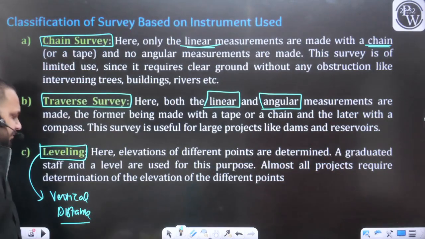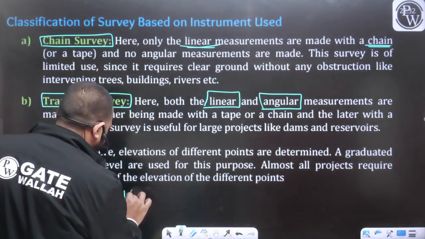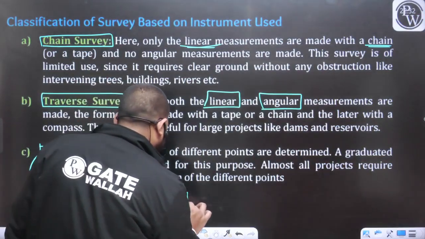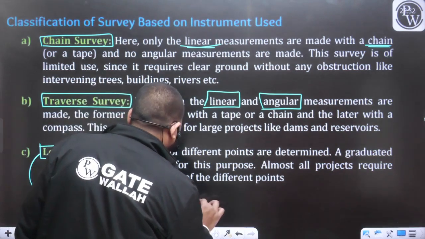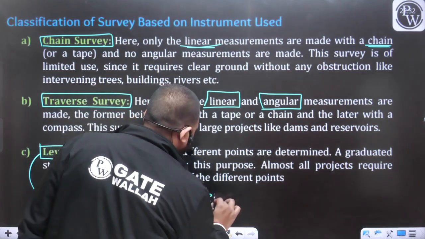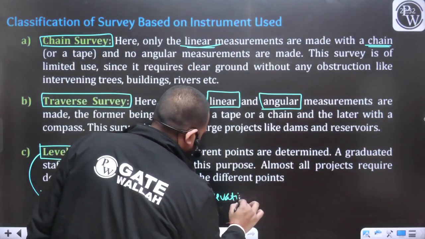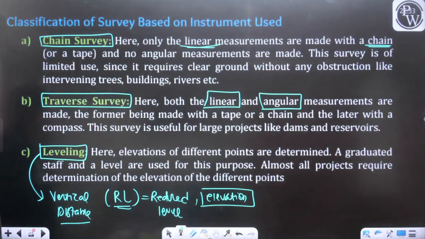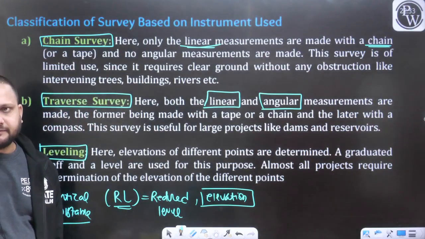In the coming lecture, we will discuss the term RL. RL stands for reduced level. With the help of leveling, we can measure the elevation of any point.